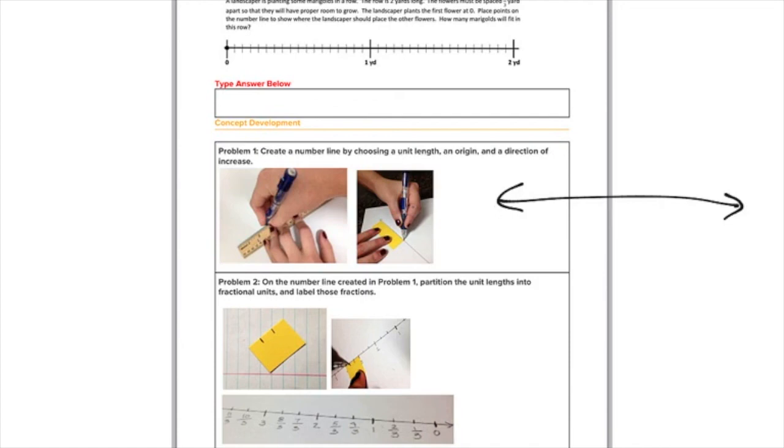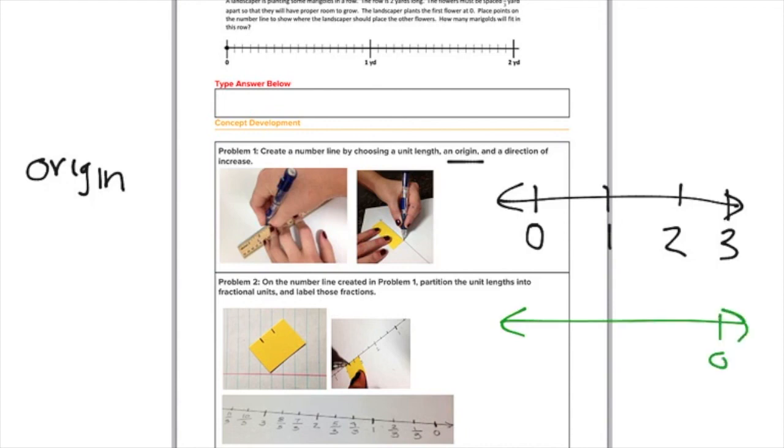And an origin. What origin means is 0. Origin is where it starts, the origin of something, and we always start at 0. And then the direction of increase. So if my 0 is here, I'm going to say 1 is here, 2 is here, 3 is here. Now you could say my origin is here, 0, 1, 2, 3. This is also correct. The direction of increase is just going the other direction.